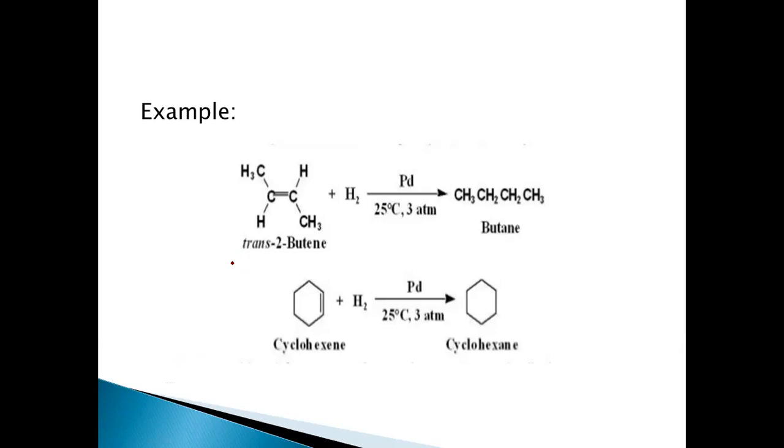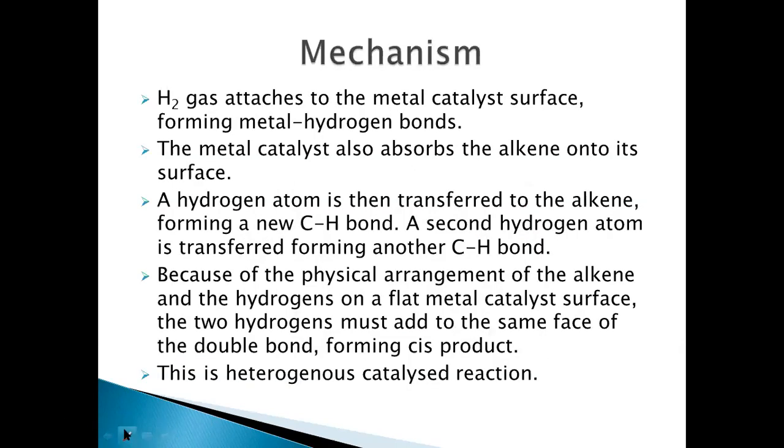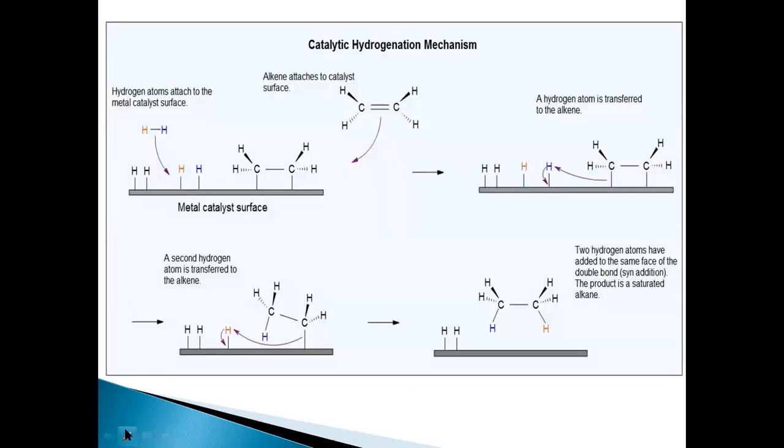And when we see the example of trans-2-butene into butane, for the conversion of this pi bond into a saturated compound, the palladium catalyst is used at 25 degrees centigrade and 3 atmospheric pressure, and for the conversion of cyclohexene into cyclohexane, the palladium catalyst is also used at 25 degrees centigrade and 3 atmospheric pressure. And let's see this mechanism in detail now, what happens here.